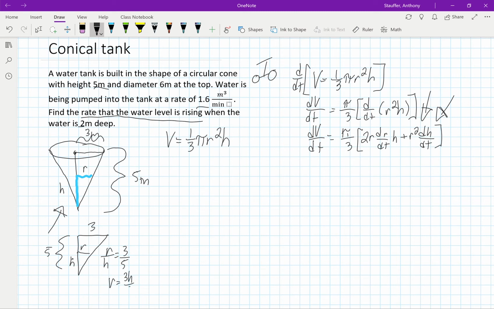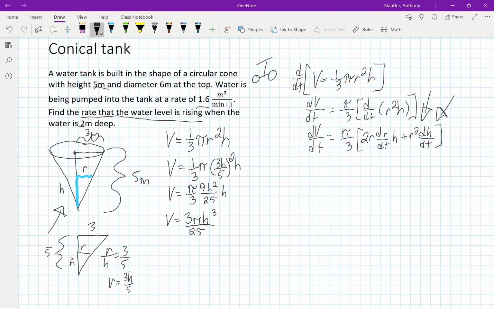We get r equals 3h over 5, and then I make that substitution: V equals 1/3 pi times (3h over 5) squared, all multiplied by h. I then simplify this a little bit. We get pi over 3, and then 3 squared is 9, h squared is h squared, all over 25, and then I multiply this by h, which gives V equals 3 pi h cubed all over 25.